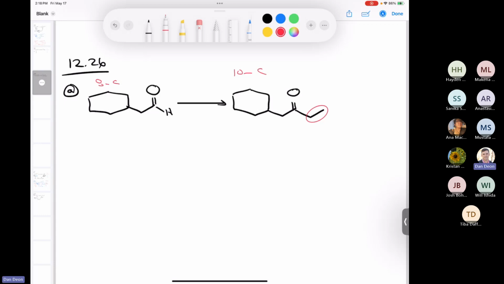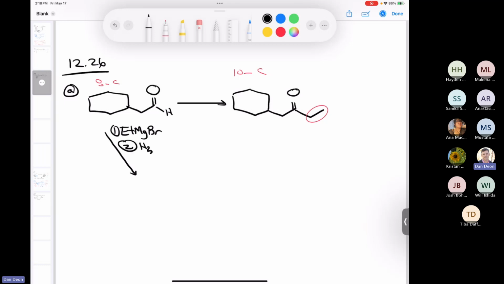Can anybody tell me how you would add those 2 carbons? Yes, absolutely, I love it. My students are saying step 1. So it's going to be a Grignard reaction, right? I'll just put here, number 1 is going to be ethyl magnesium bromide, followed by treatment with water.